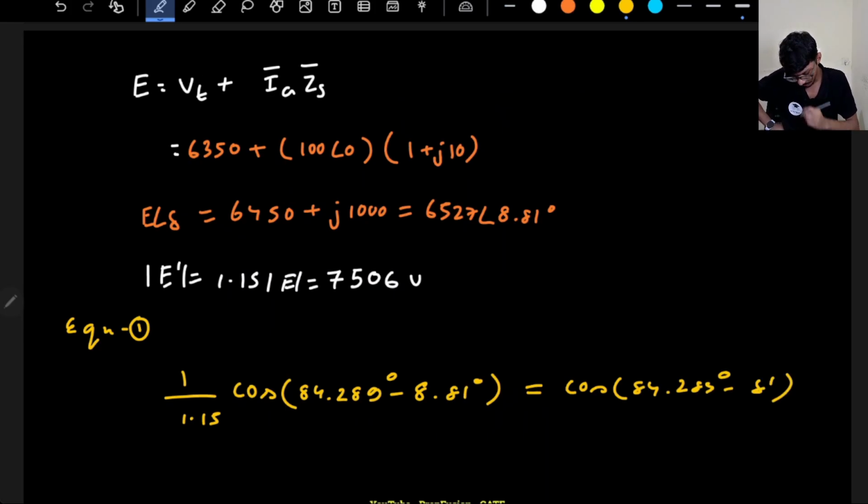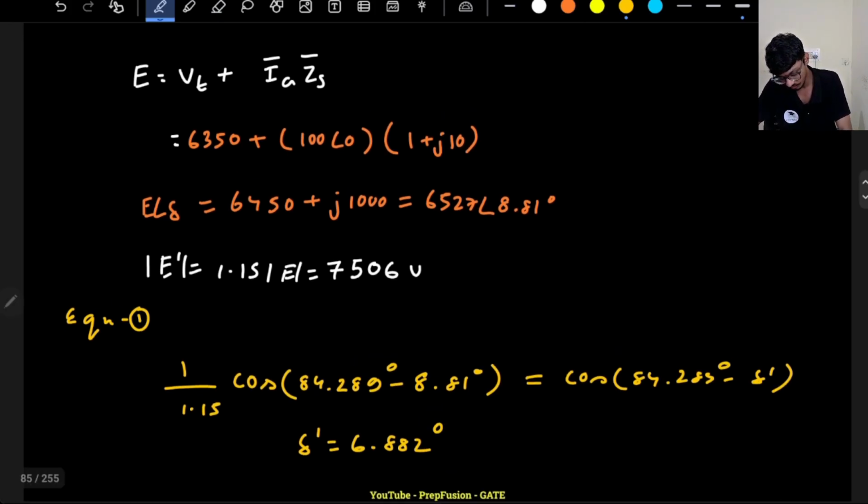Okay, so what will this value be basically? If I calculate this, 84.289 minus 8.81, cos of this divided by 1.15, and then cos inverse, this is 77.47. Now if I take it on that side, this will be 84.289 minus 77.47. This calculation I am expecting you are able to do. So the delta dash is 6.882. This is the new delta dash that we are getting. So this is the new power angle. I got the new power angle. This is one of the answers.